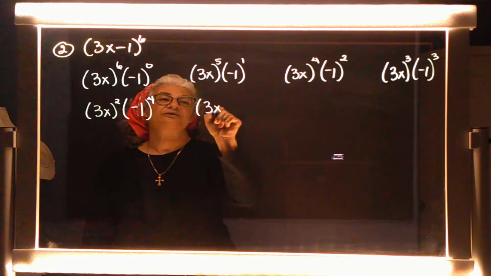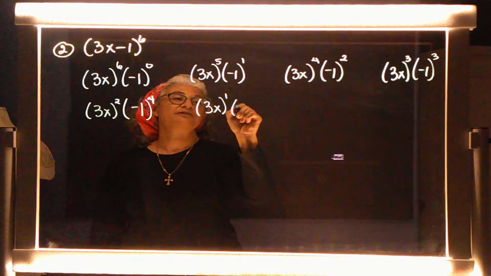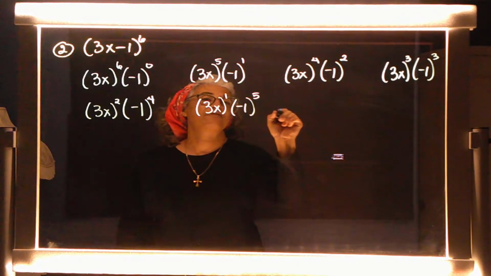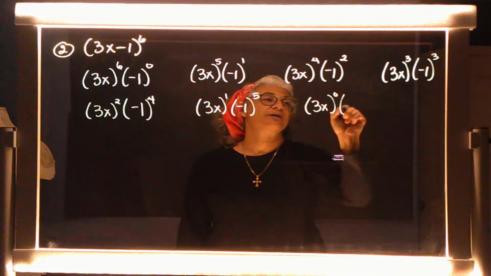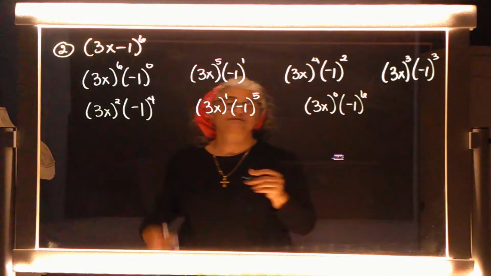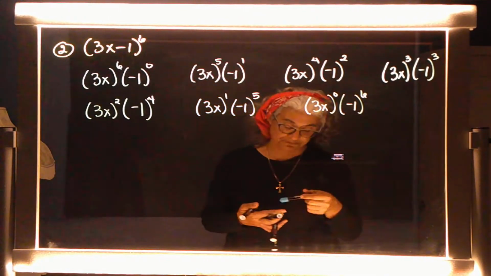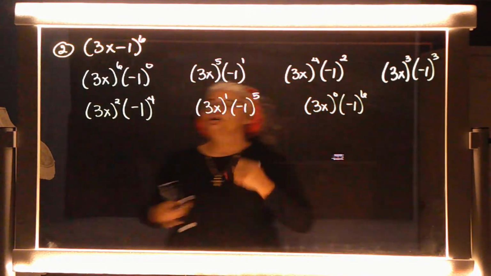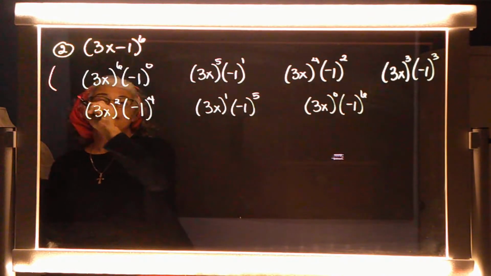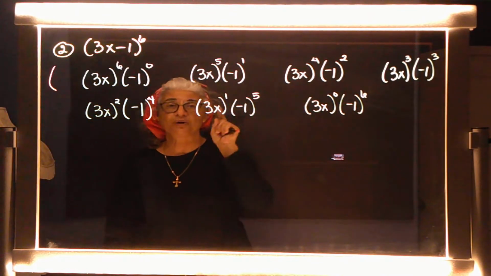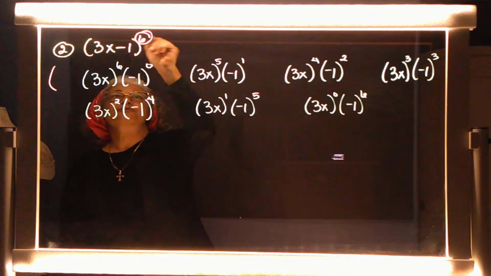The next one is 3x to the first, and -1 is to the power of 5. And I finally have 3x to the power of 0 and -1 to the power of 6. We good? Okay. Coefficients are next. So the n for all of these will be what? 6, because that's the original power.